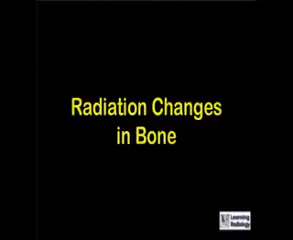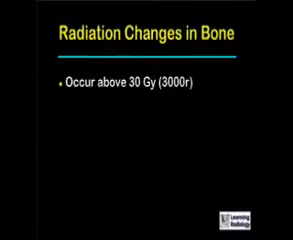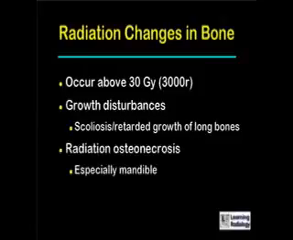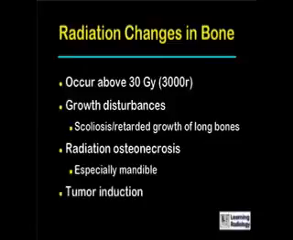Radiation changes in bone. These usually require at least 30 gray or 3,000 rads to occur. There are several different radiation changes that can be seen in bone. In growing bone, growth disturbances can be seen in the form of scoliosis in the spine or retarded growth of long bones. Radiation osteonecrosis is a form of avascular necrosis produced by radiation. It is especially common in the mandible, and rarely radiation can induce the production of a bone tumor years after the radiation is delivered.